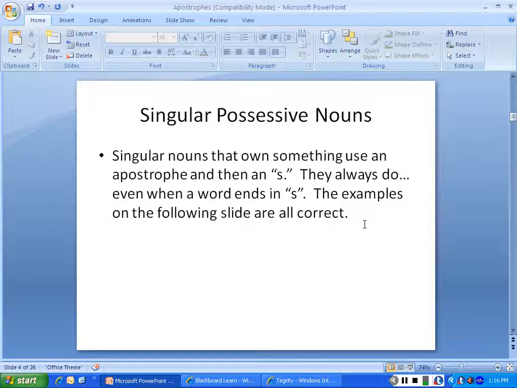Singular possessive nouns, on the other hand, do use apostrophes. They use apostrophe and then S at the end. And they always do, even when a word ends in S or when a name ends in S. The examples on the following slide are all correct. It's important to keep in mind that names are nouns too, and they follow all the rules of singular and plural nouns.